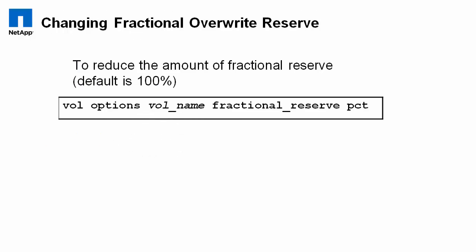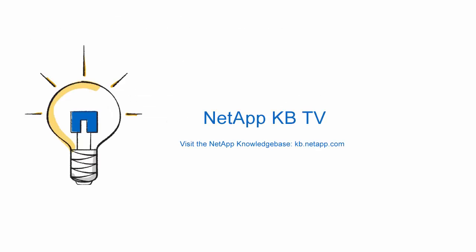You can do it from the command line with the vol options, volume name, fractional_reserve, and then a number that represents the percentage that you want it to be set to. Again, generally speaking, 100% or 0% are the only values you want to use. Nothing else really helps.